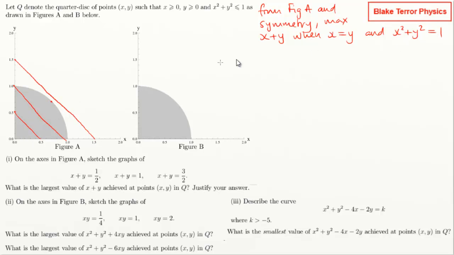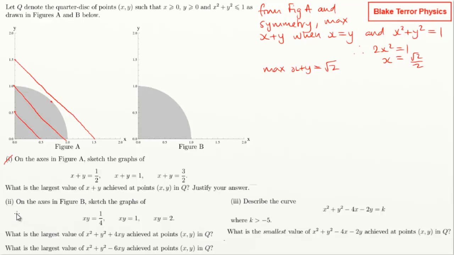So we just need to solve these then. That's saying, therefore, we've got 2x squared equals 1. x is then going to be root 2 over 2. And what we're trying to do is the maximum of x plus y. So the maximum x plus y is going to be 2 lots of root 2 over 2, so root 2. Okay, so that's part 1.